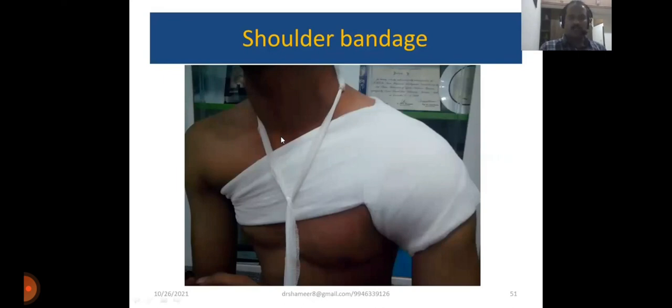The duration of immobilization of any shoulder injury is 2 to 3 weeks. If it is a rotator cuff or a massive tear, you can have a shoulder immobilizer also. So the maximum duration of a shoulder bandage is 2 to 3 weeks. If it is a fracture, you can immobilize for 1 month.